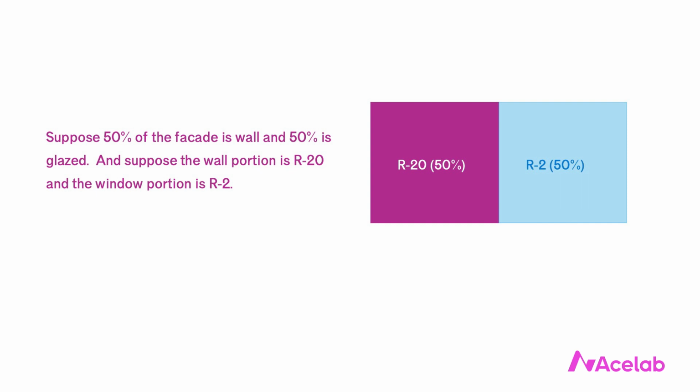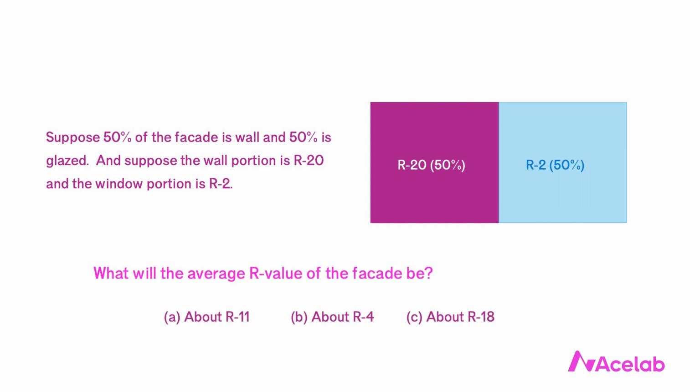For the purposes of this little thought experiment, don't think of this as a real wall with studs and thermal bridging and construction defects. Just think of some kind of monolithic R20 material perfectly joined to some kind of monolithic R2 material. What will the average R value of this facade be? Will it be A, about R11, B, about R4, or C, about R18? And we're going to go through this together, but here's some think time if you really want to guess.